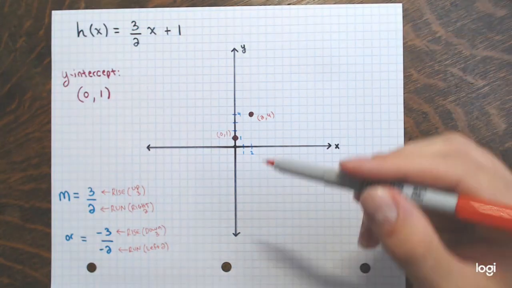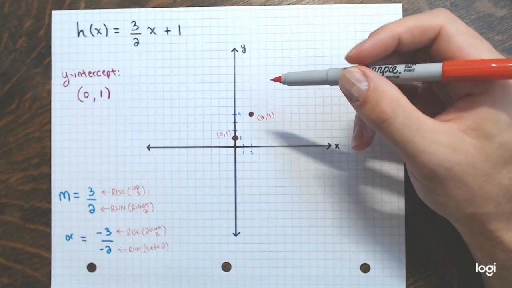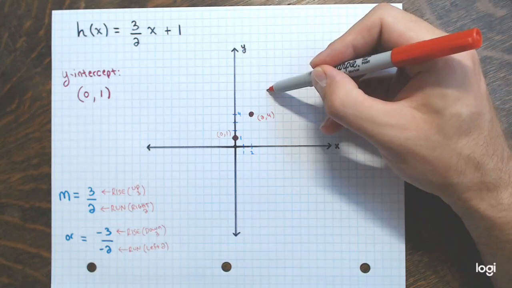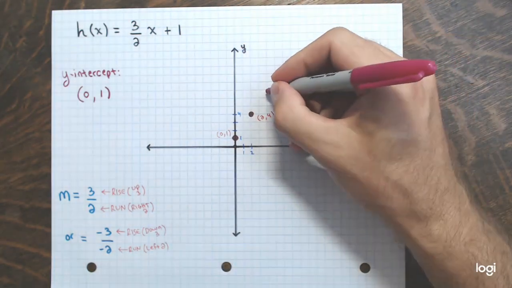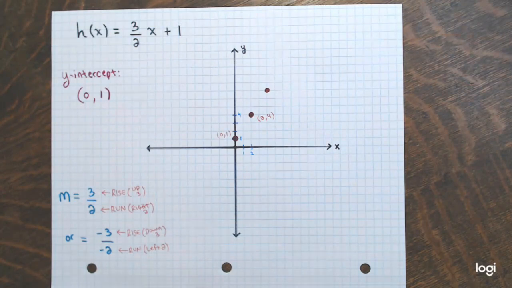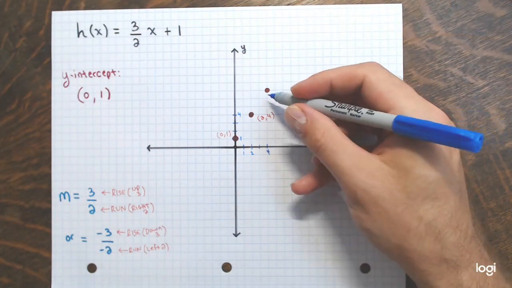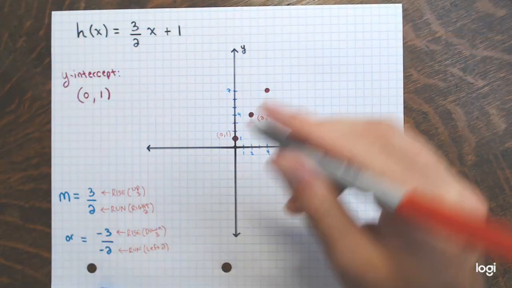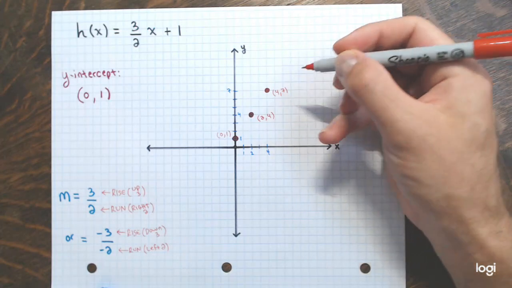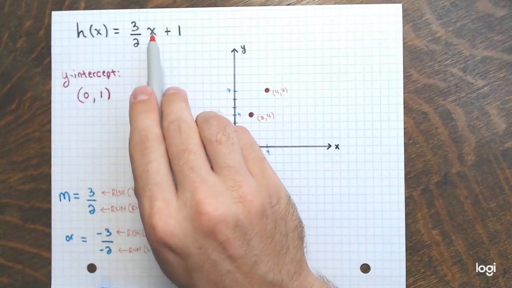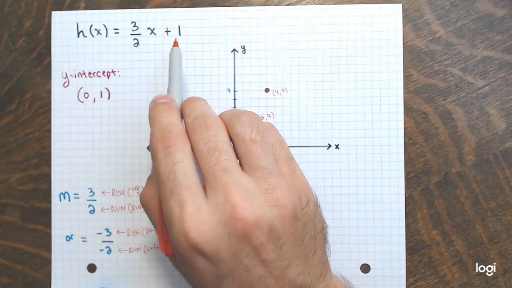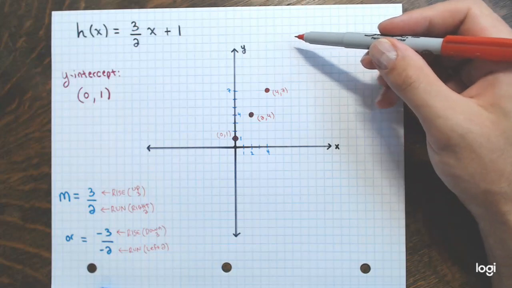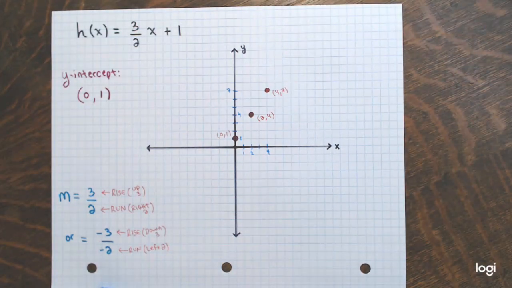Great. And I could keep going, go up 3, right 2, and then I'm at this location. Let's see what that coordinate is. That'd be 4 for the x, and 5, 6, 7 for the y. So this is the location (4, 7). Again, plug in 4 for x. 3 halves times 4 would be 6, and then plus 1 would be 7. Great. And again, you can keep doing that. Go up 3, right 2, up 3, right 2, and keep plotting points all day long if you wanted.